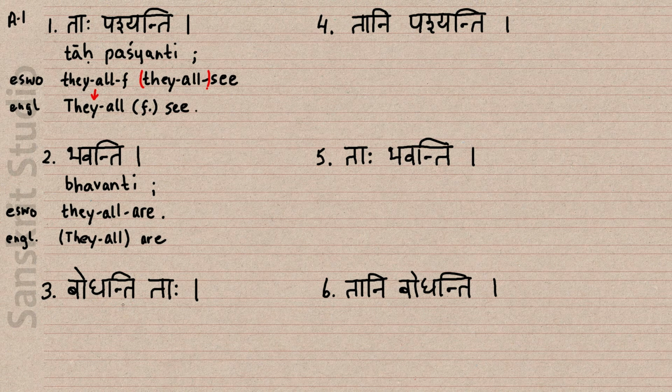Alright, so bodhanti taha then. Okay, so we do number 3 here, and we are transliterating first bodhanti taha. And here we have another word order, but that is found sometimes in the literature, so we shouldn't be too surprised to see this here. So we do our eswo here.